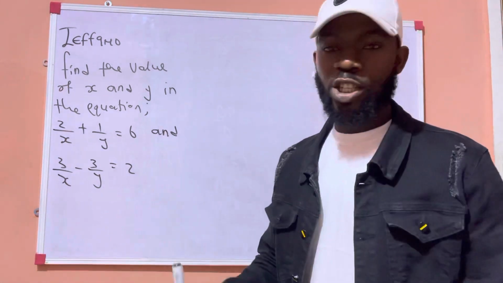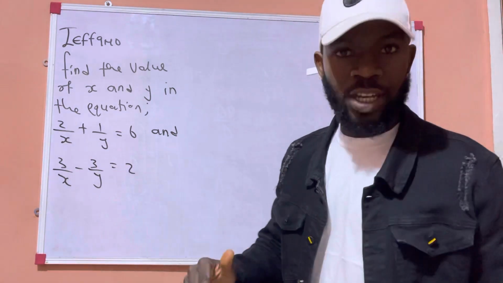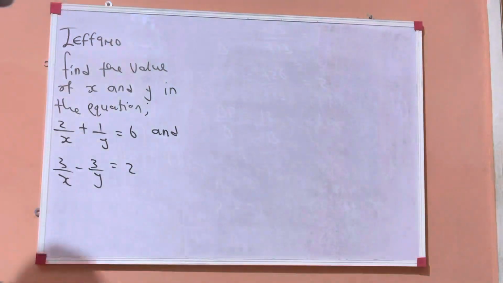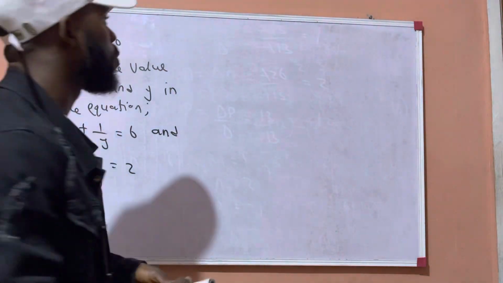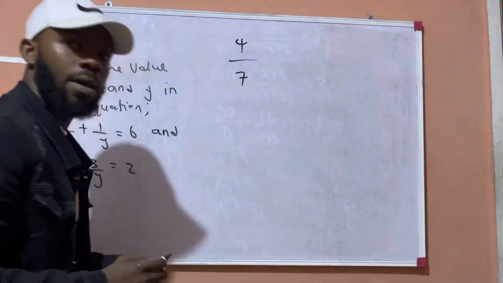And not just fractions, but fractions where the variables are in the denominator. Now we know that fractions are made up of the numerator and denominator. When we say numerator, we mean the number on top, and when we say denominator, the number below.